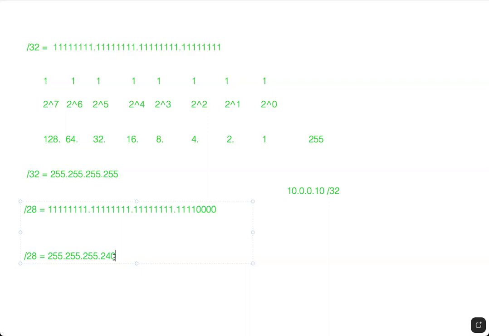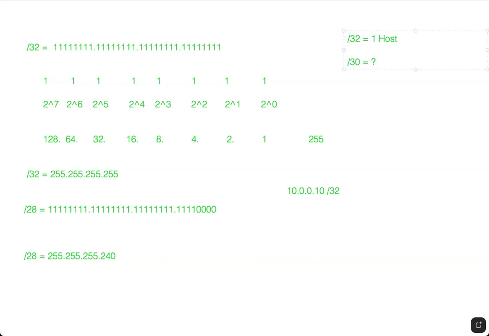So to calculate the number of hosts, if you consider /32, it is equal to a single host. It is a single exact match of the IP. Now, how many hosts will be there in /30? There is a formula to calculate this.